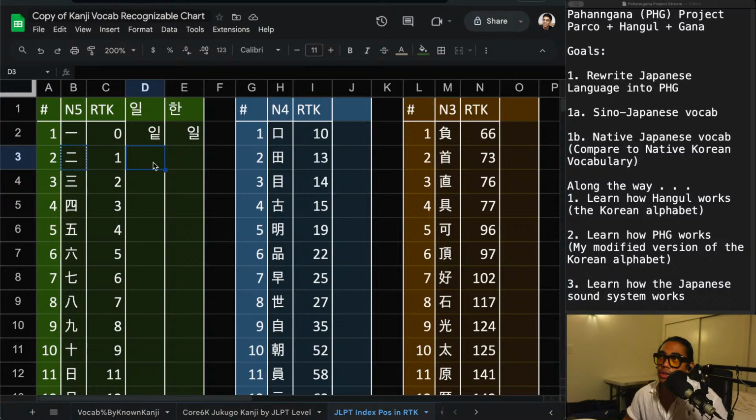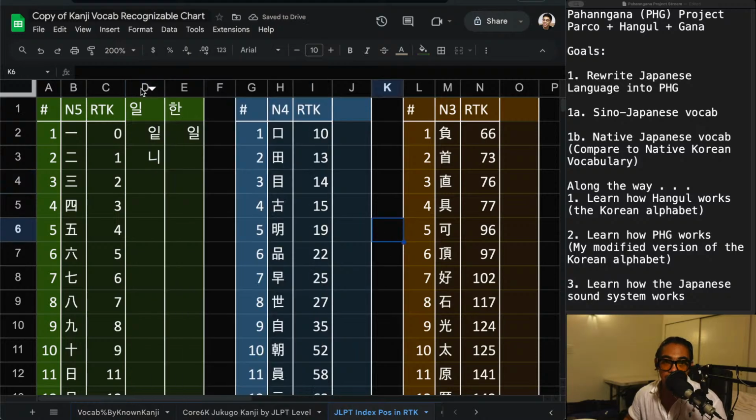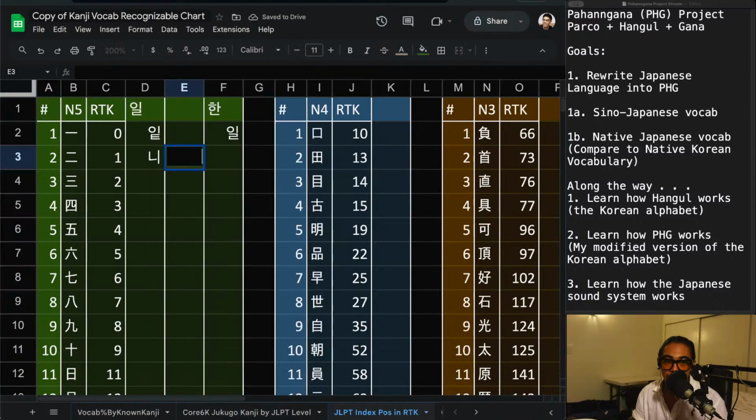Okay, I'm actually going to need another column, because Japanese does have more than one way to pronounce things, whereas Korean usually just has one. Come on, spreadsheet, let's work with me. So this is G. We have E. Awesome. Okay, next we have 3, so san or sam.